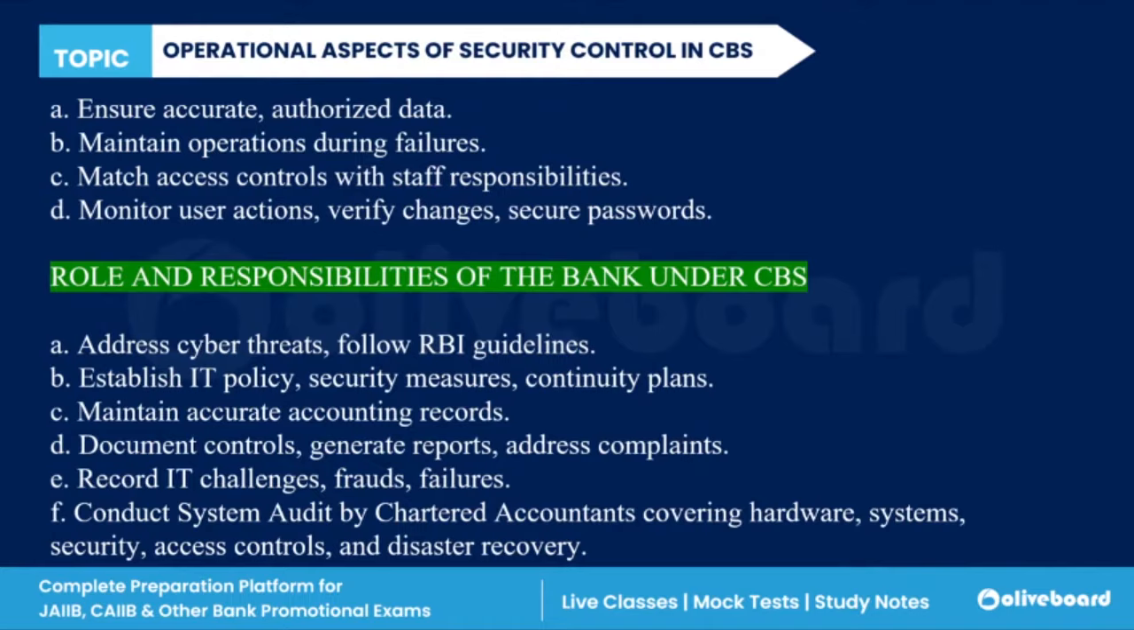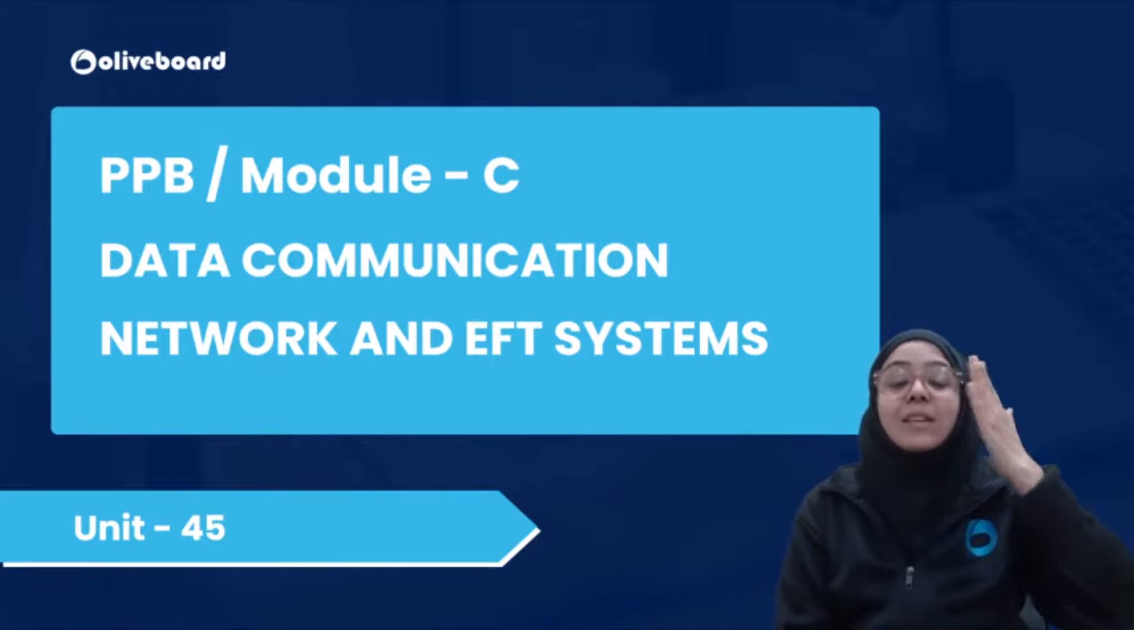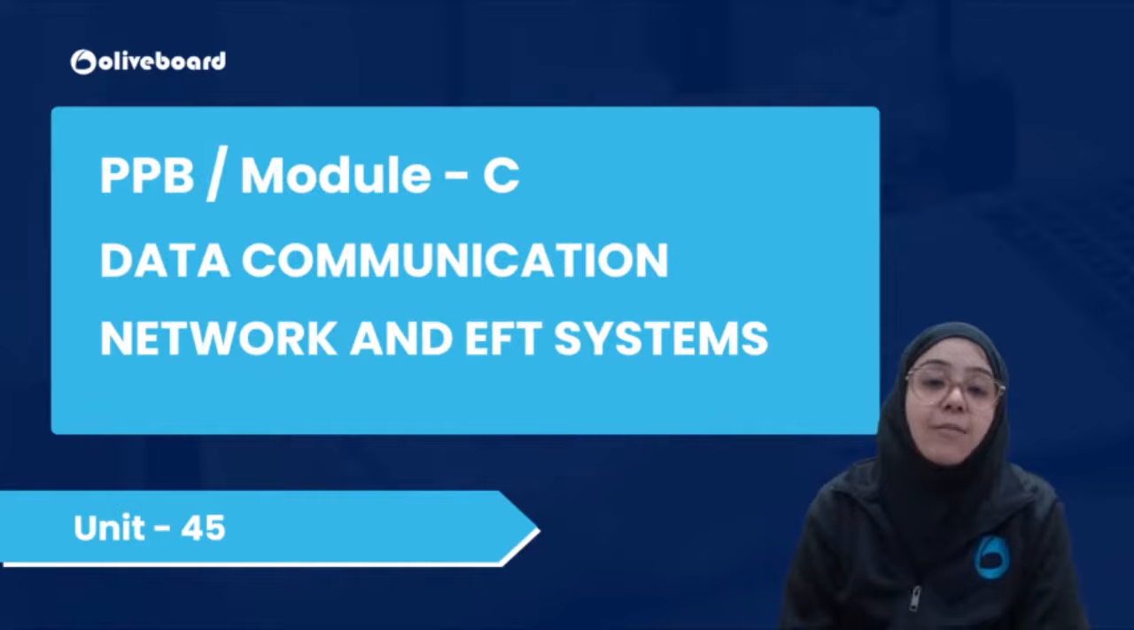Now, if we talk about the roles and responsibilities of the bank under the core banking solution, there are different roles and responsibilities of the bank. You have to address the cyber threats. You have to establish good IT policies. You have to maintain accurate accounting records. You have to record the IT challenges. Also, you have to conduct system audits by chartered accountants. So these are the roles and responsibilities of a bank in a core banking solution. Clear?